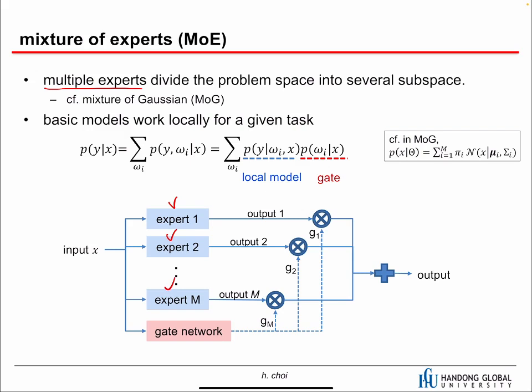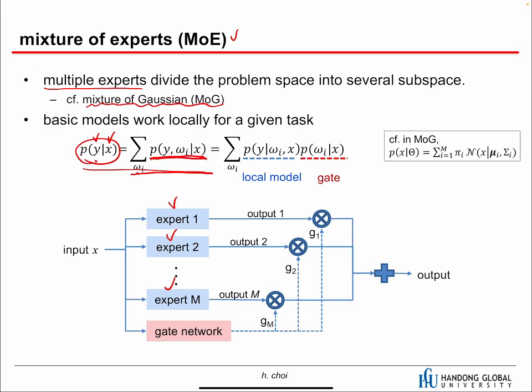Okay, so think about this mix of Gaussian. This mix of experts is different from mix of Gaussian, so I'm going to talk about the difference later. And the Bayesian models work locally for a given task, like this. So this is what we want, right? This one is input and this one is output. So based on this probability, we can classify. And this one can be decomposed into several probabilities in this way.